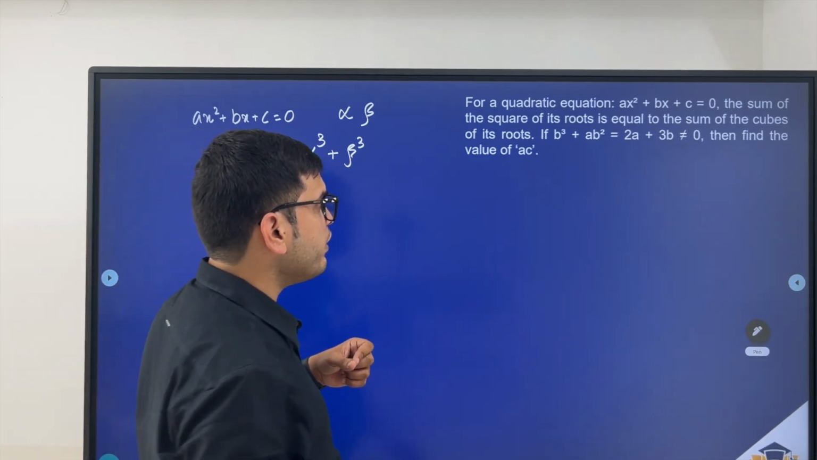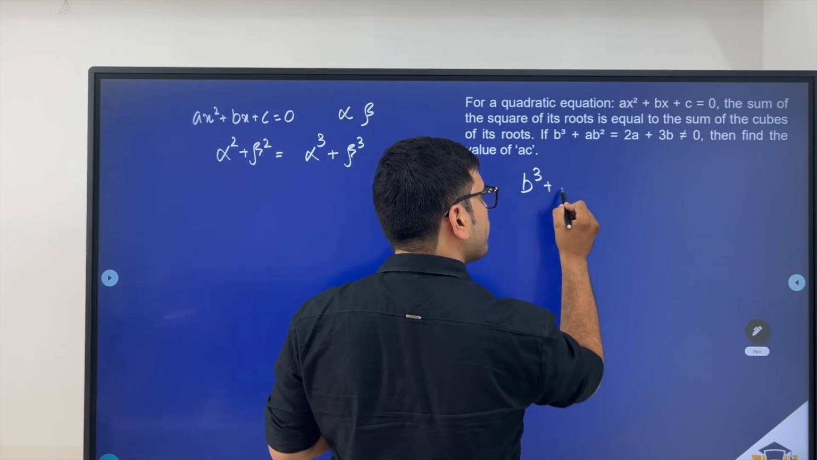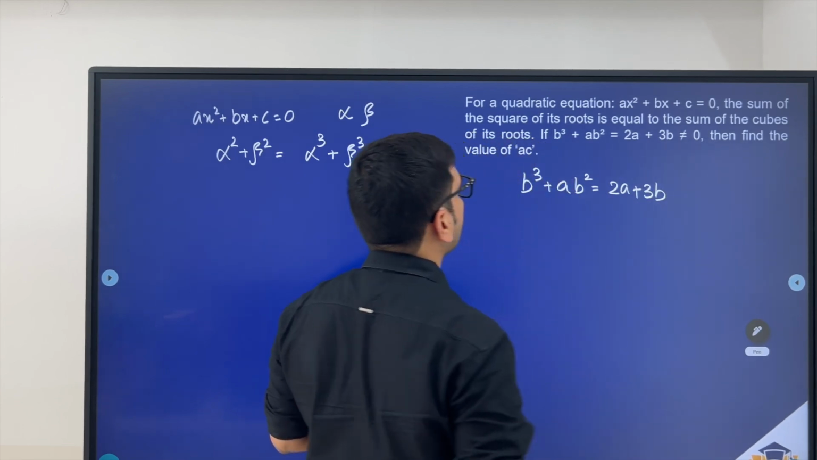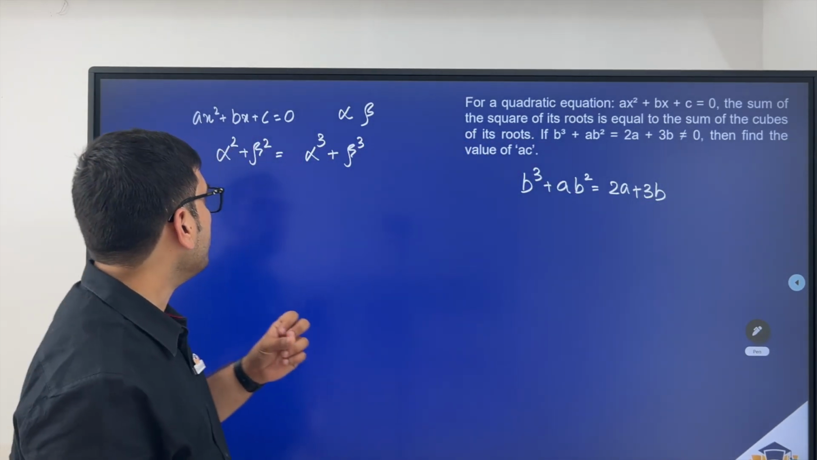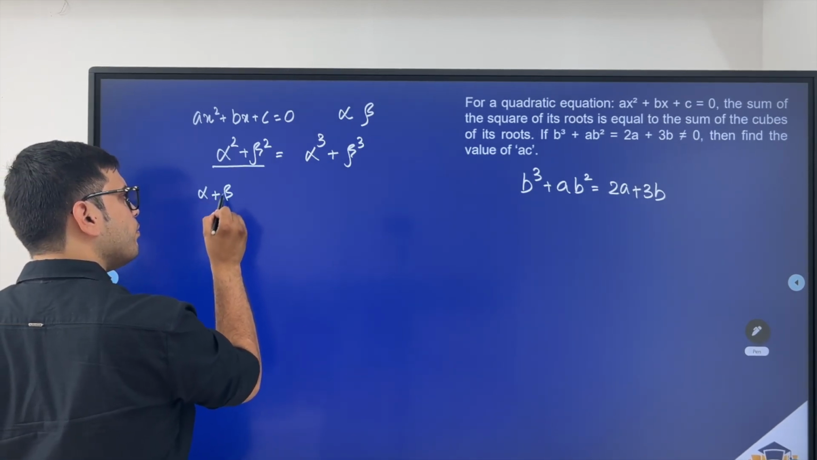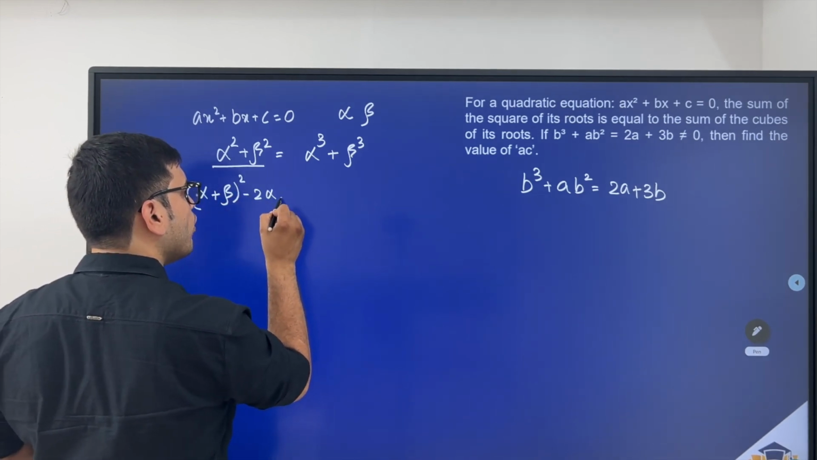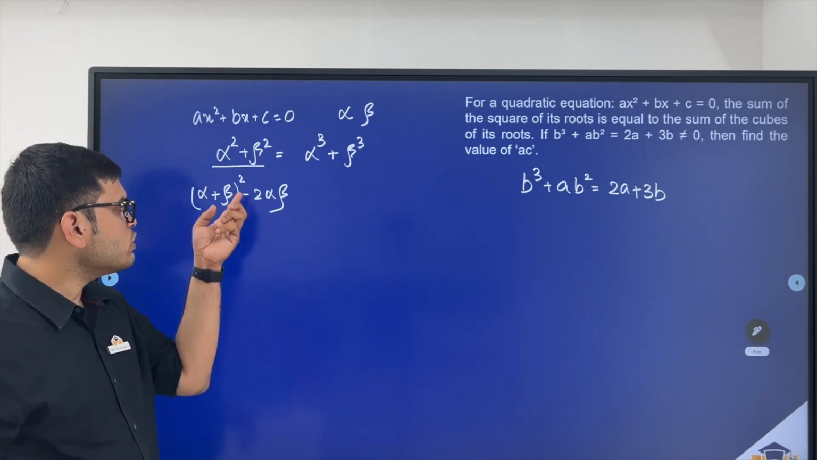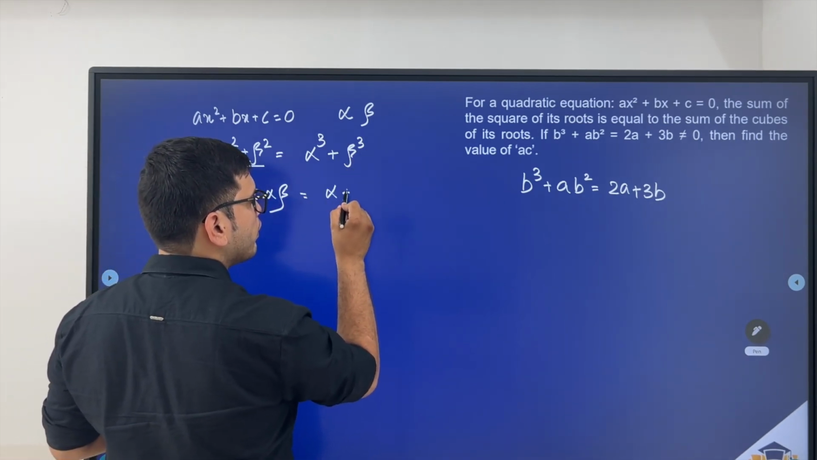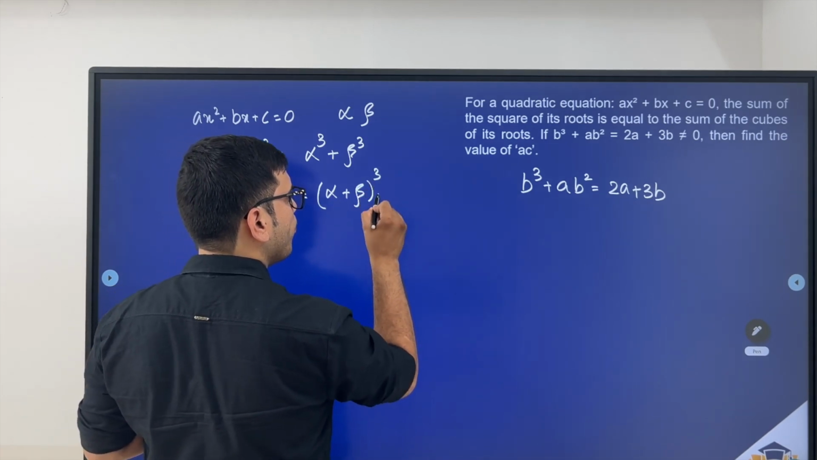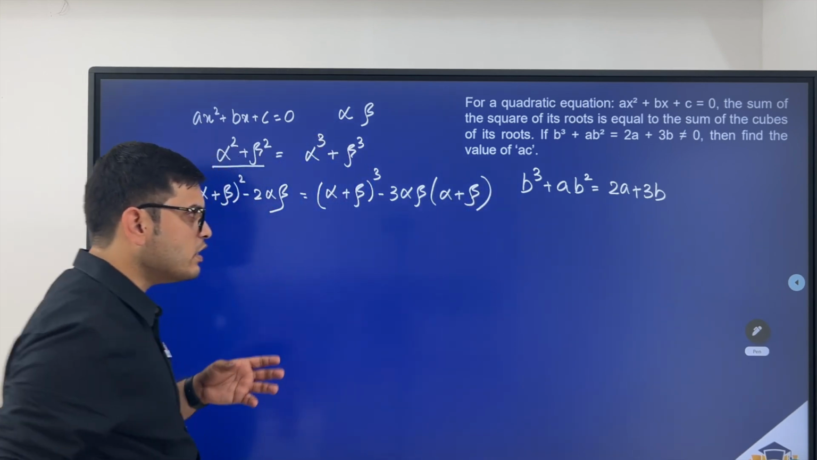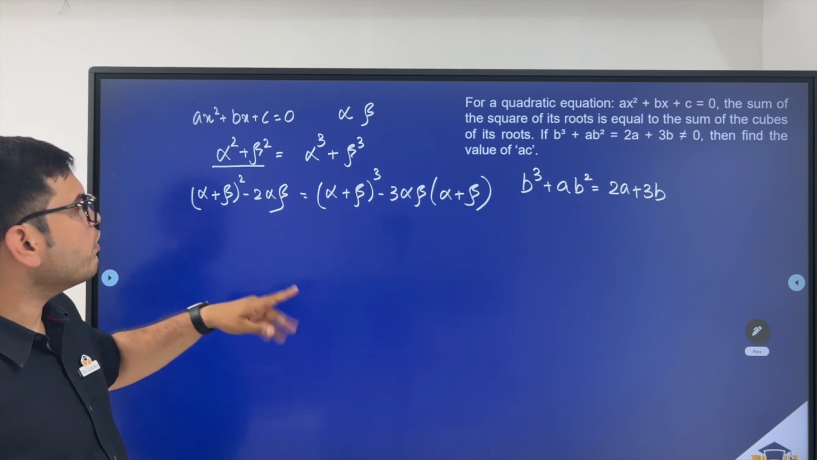Now, given that b cube plus ab square is equal to 2a plus 3b, we are asked to find the value of ac, right? Now, how can I write alpha square plus beta square? I can write this as alpha plus beta whole square minus 2 alpha beta, sum of the roots square minus 2 into product of the roots. Similarly, alpha cube plus beta cube can be written as alpha plus beta whole cube minus 3 alpha beta into alpha plus beta.